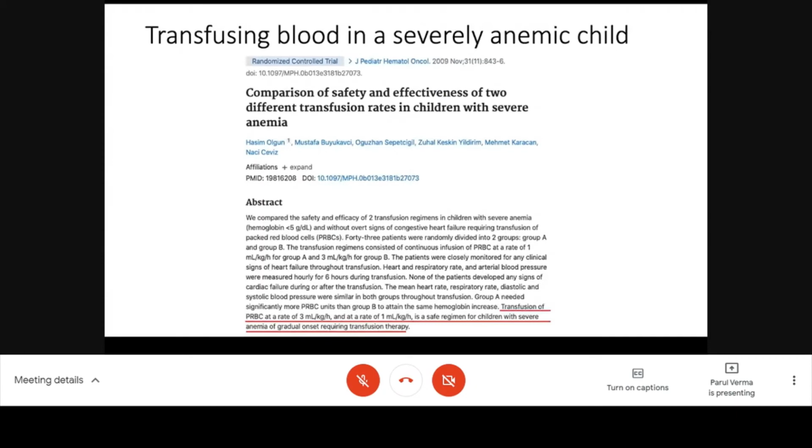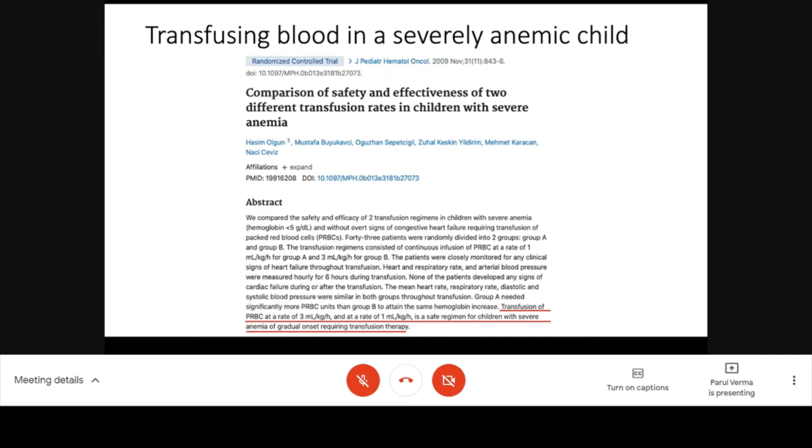Apart from these conditions, exchange transfusion for just correction of anemia is nowadays not being practiced, because there is no hard evidence for that. So I could get 2 papers on the strategy to transfuse blood.